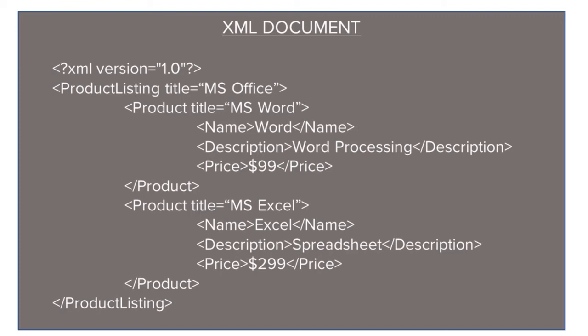So we know the product listing is about Microsoft Office and the product is about Microsoft Word. So when you have two products, now you can differentiate with the title. That's the benefit of attribute. Attributes are generally small parameters or properties of a tag or an element that you can define to differentiate between multiple repetitions of the product.